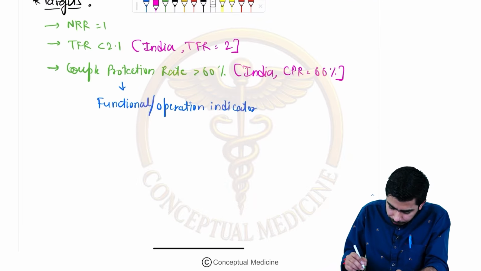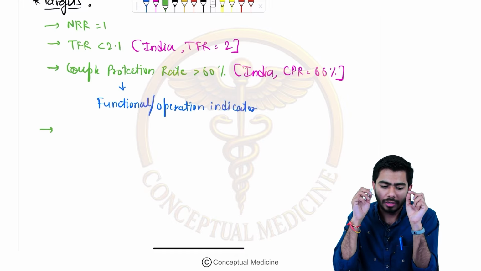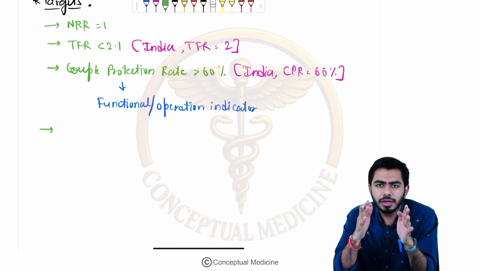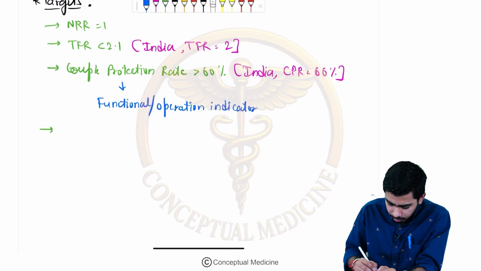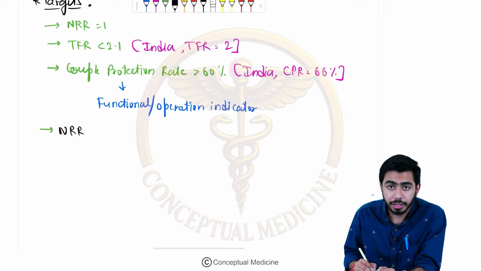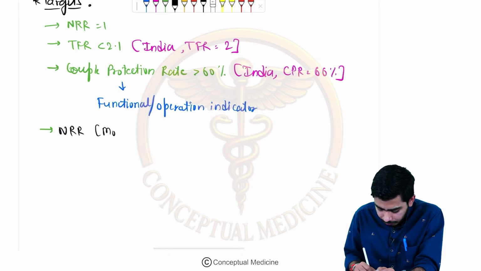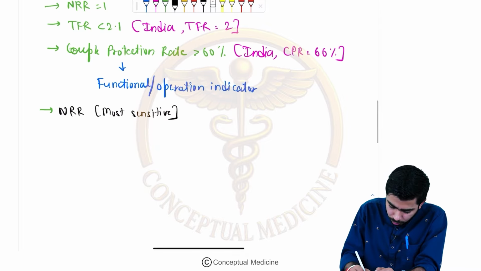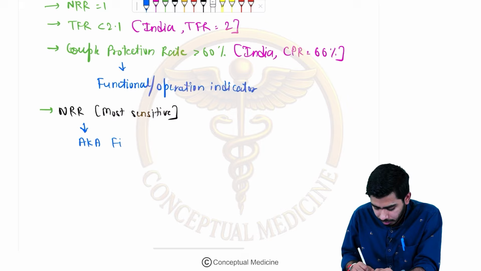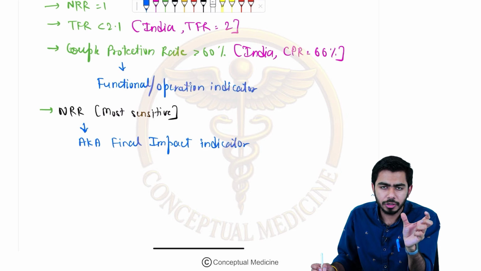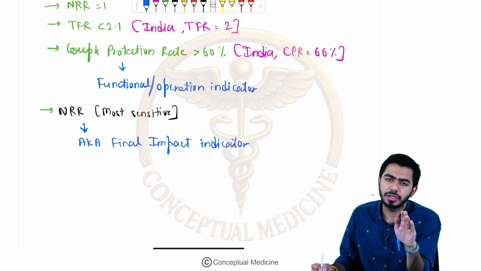Okay. Now, if we talk about net reproduction rate, this is the most sensitive indicator, and it is also known as the final impact indicator, because obviously net reproduction rate is the best, since it assumes the age specific fertility rate and the mortality rate also. So this is the best indicator we have among the fertility rates.